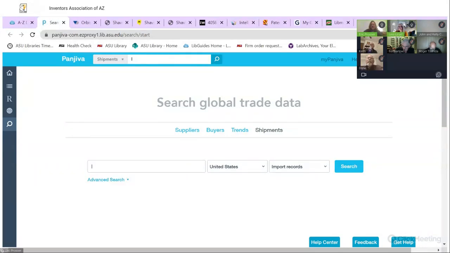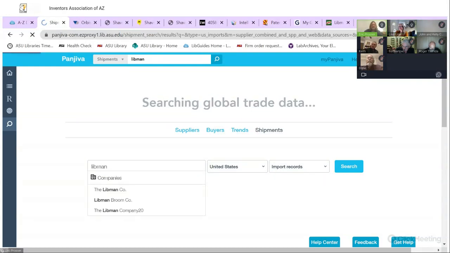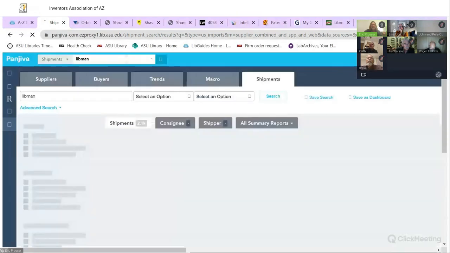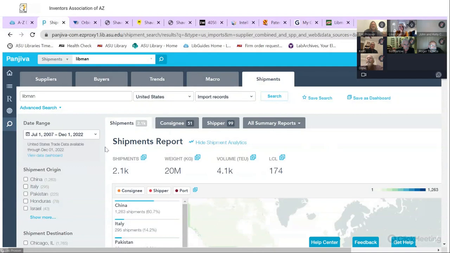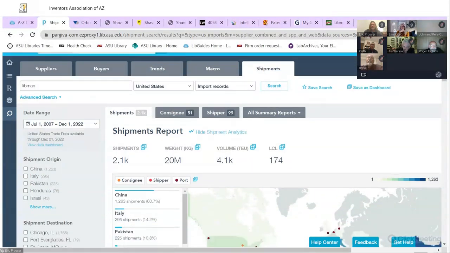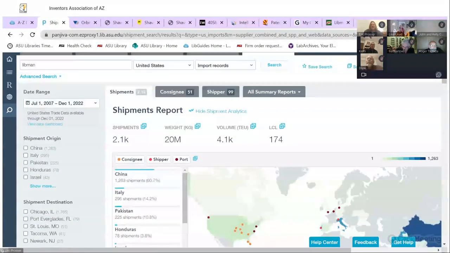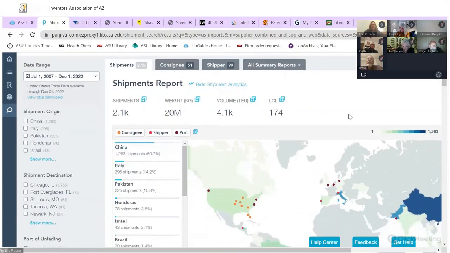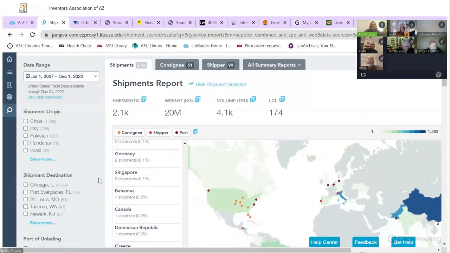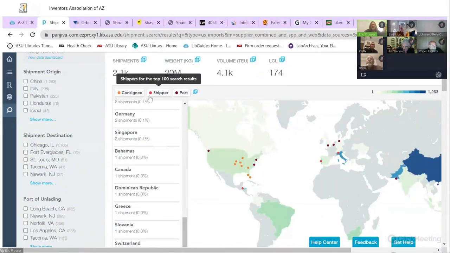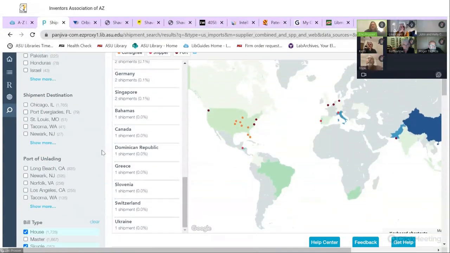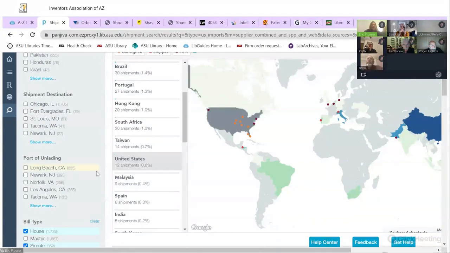Let's try Libman again. I don't know if they've got... did I spell that right? Oh, look at that. So essentially, this is giving us trade information about Libman in terms of where they're getting shipments from and where they're shipping things to. We can see what ports they're using, who's going where, things like that, and what countries are involved in the trade a lot.